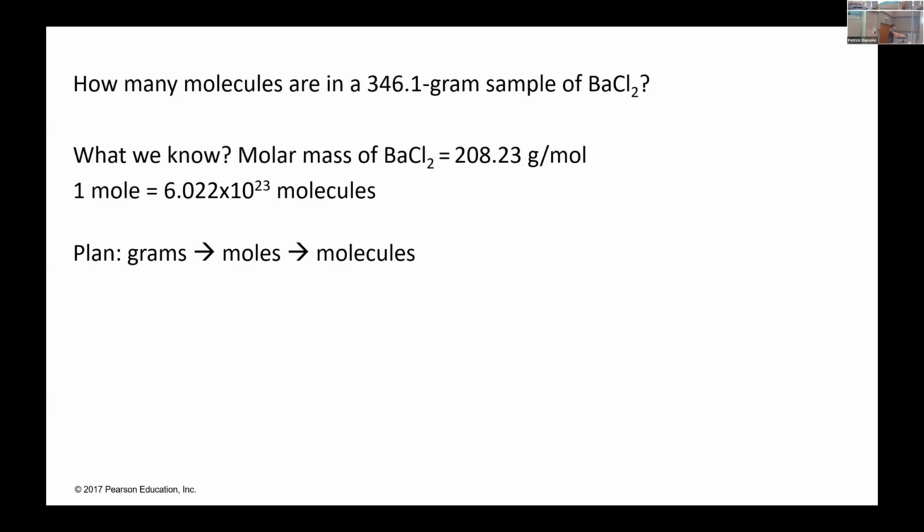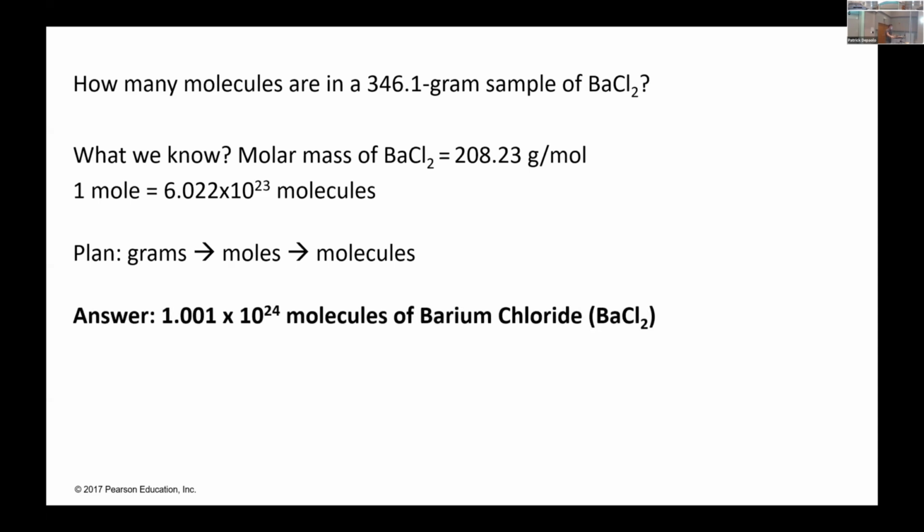So for that, what is 346.1 divided by 208.23? All right, about 1.6, whatever. So that number of moles now, we want to convert it into molecules. So who could tell me, how do we go from moles to molecules? Perfect. Multiply by Avogadro's number. Good. And once you do that, you get around 10 times 10 to the 23rd, or 1 times 10 to the 24th.